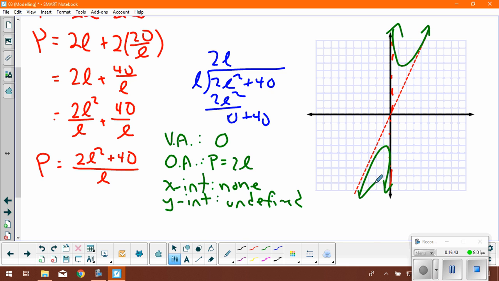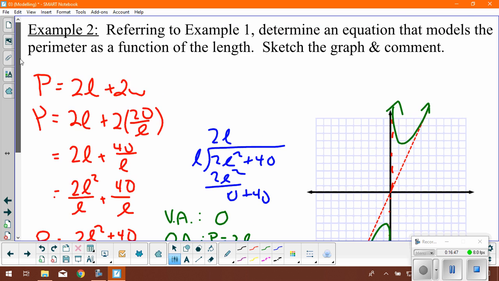Again, we're going to briefly comment on the shape here. So what's potentially interesting here is that, again, if we focus on the positive part of the graph, because the negative values for length and width can't really happen, we have something that's kind of like a parabola.